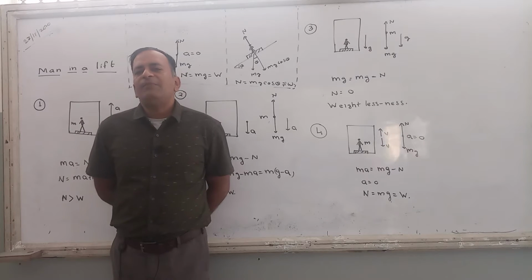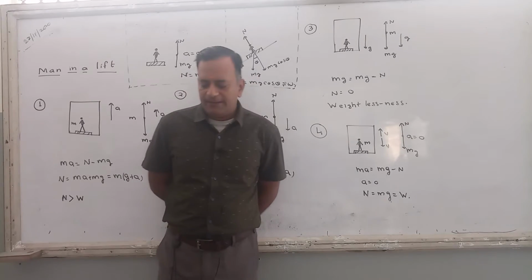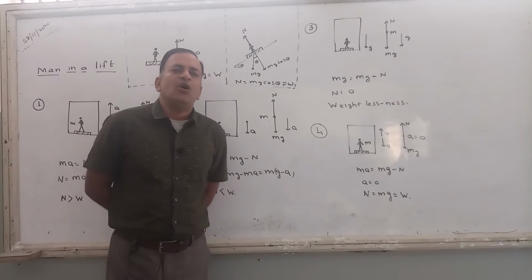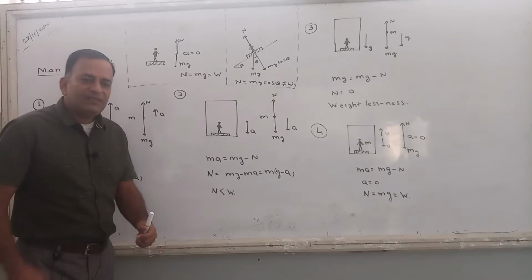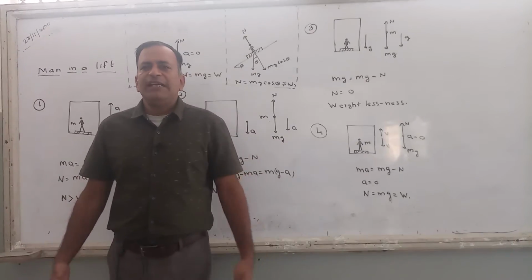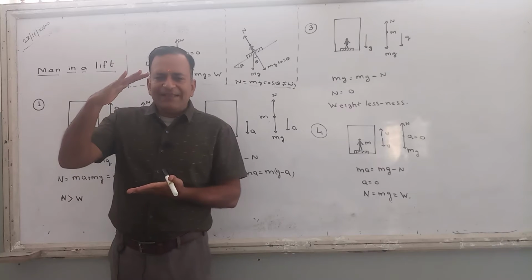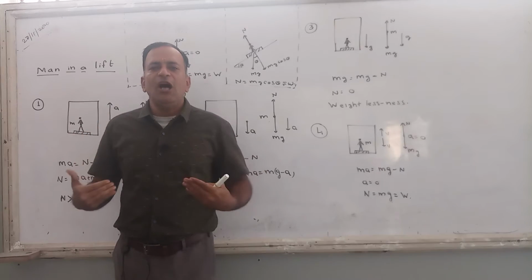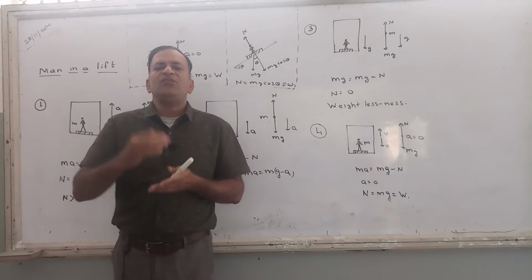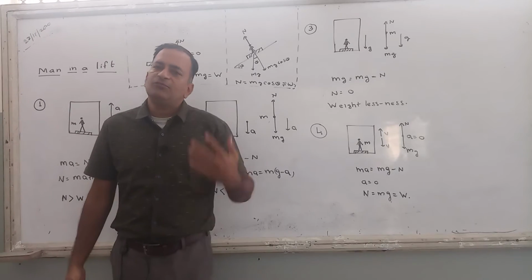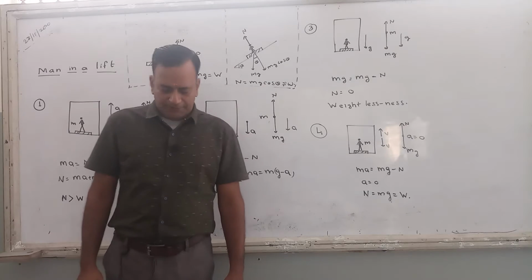No, it is not measuring your weight, it is measuring the normal reaction force. How is it measuring? When you stand on a weighing machine, it has a spring inside it. This spring gets compressed when you are standing on top, and it gives a normal reaction force onto the surface in contact. Basically, a weighing machine is measuring normal reaction force.